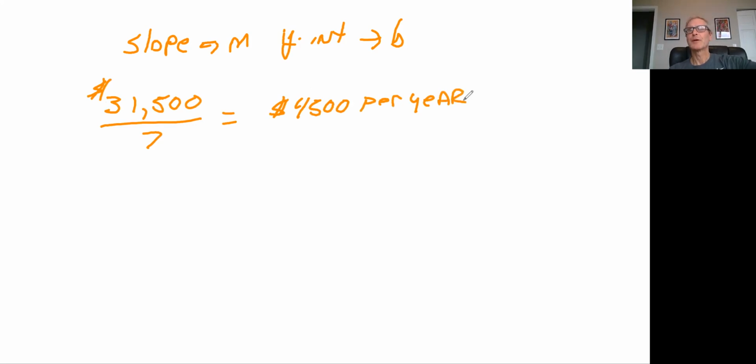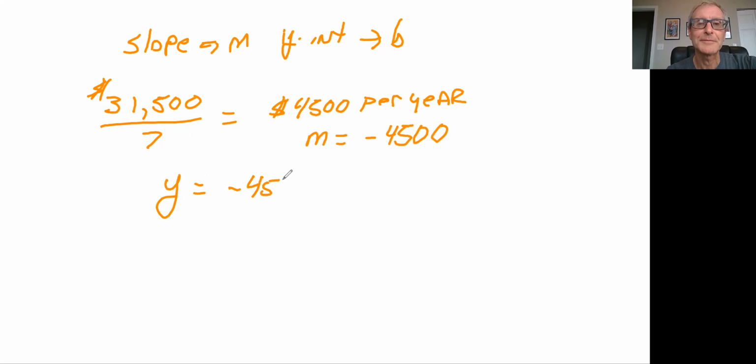So that's our slope. But is it negative or is it positive? Well, what ends up happening with depreciation, every time you claim depreciation on your books, the value of that asset goes down by that amount. So this would be a negative because it's going to decrease the value. And so the way it works is that this M here is going to be negative 4,500. And so when you set that up, it would be minus 4,500.